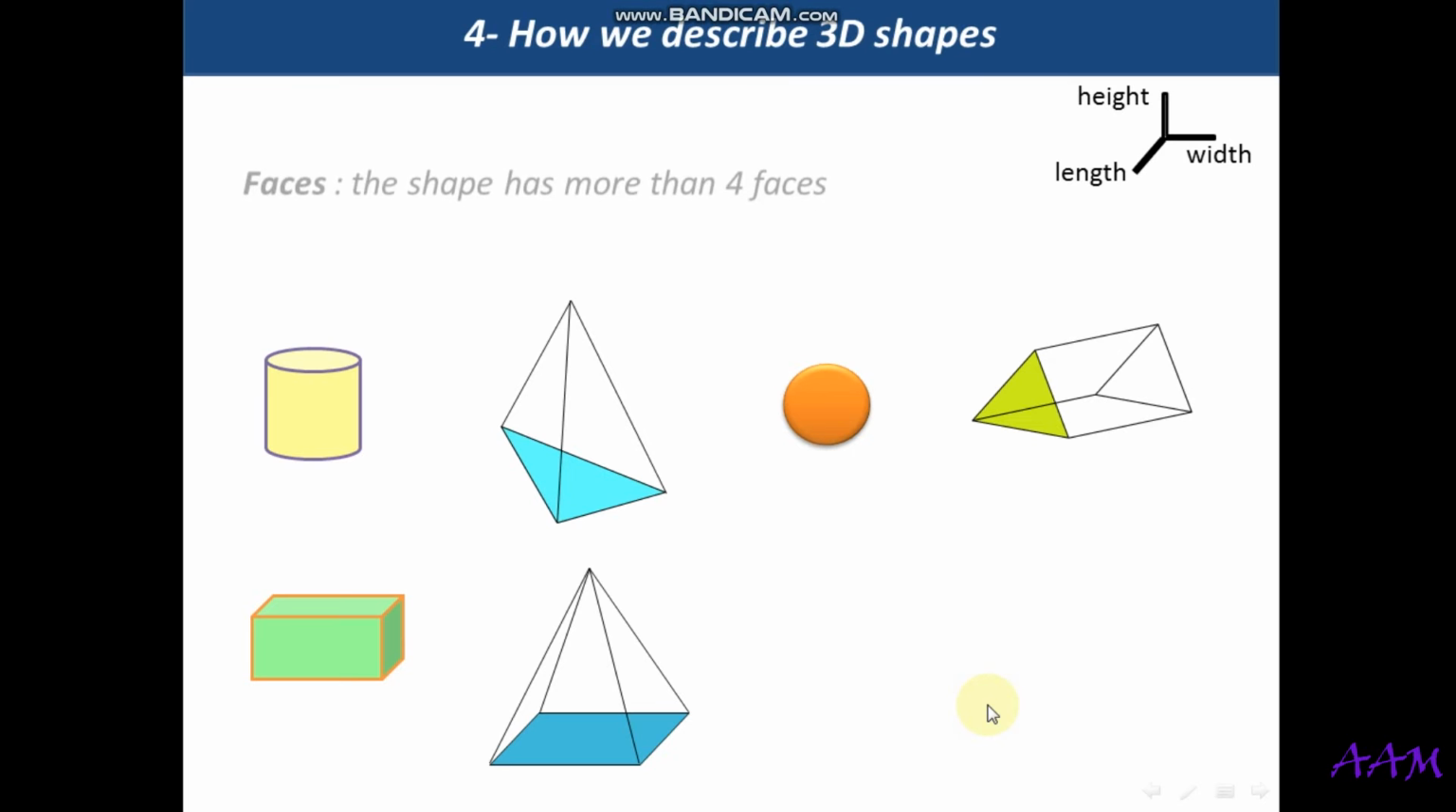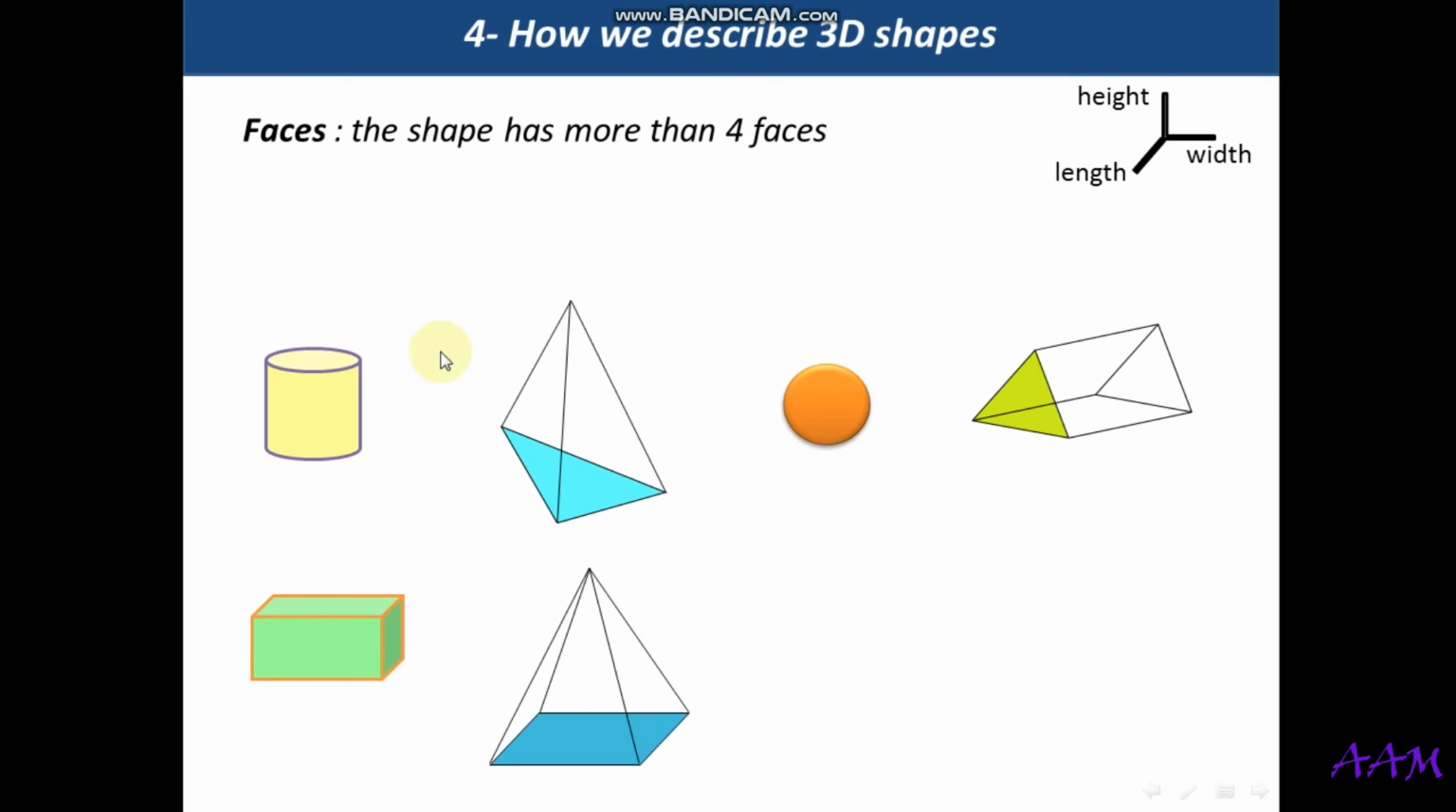Okay. Now let us take this example. We have the same shapes here. We start with the faces. I say in the question the shape has more than 4 faces. Which one of these shapes has more than 4 faces? This is one face, so this is not qualified, and also this is not qualified, and this is not qualified, because this has 3 faces, this has 1, 2, 3, 4 faces, but in the question he said more than 4 faces, and this is one face, so I have only these 3 solids.